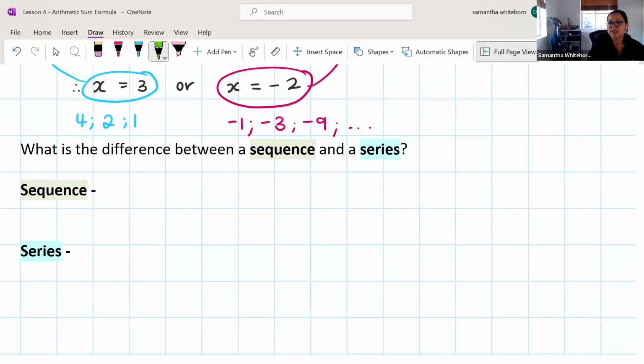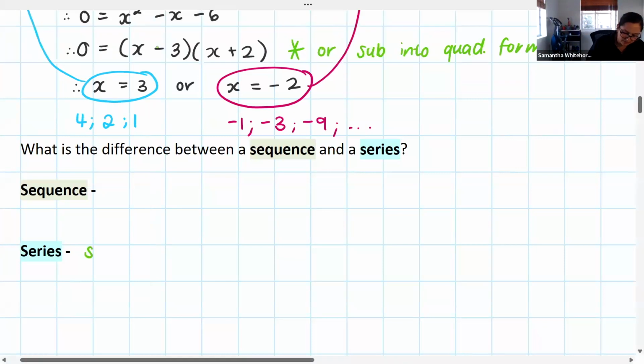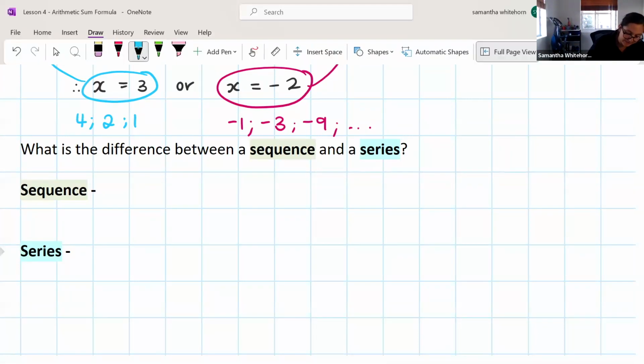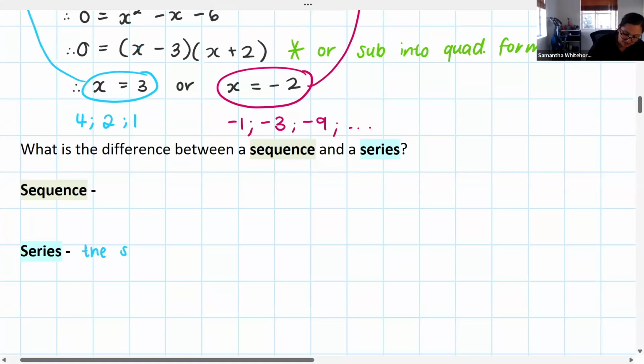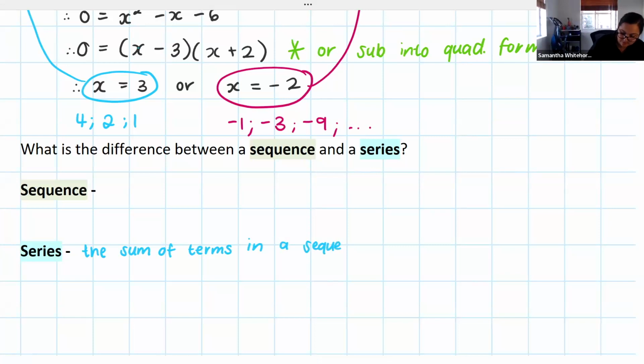Morgan, nice. Okay, so Morgan said a series is formed like a sum. Exactly. And that's almost basically what a series is. A series is the sum of terms in a sequence. So if, for example, we looked at this geometric sequence that we got here, the geometric series would be 4 plus 2 plus 1, etc., etc., etc.